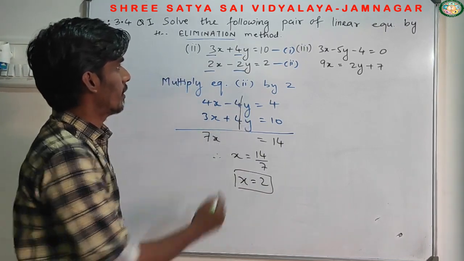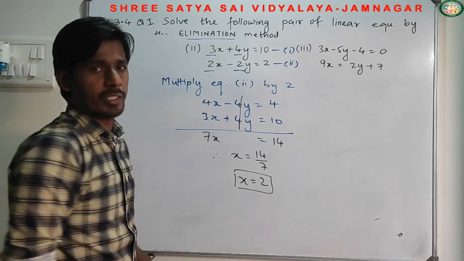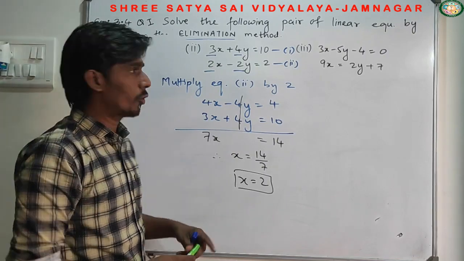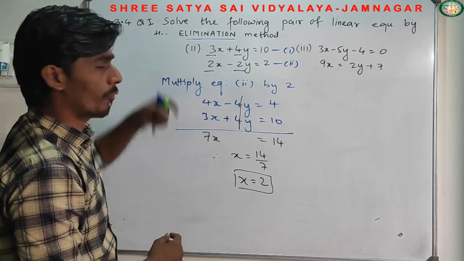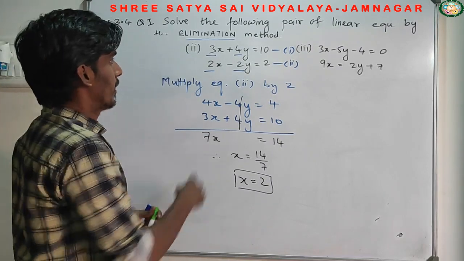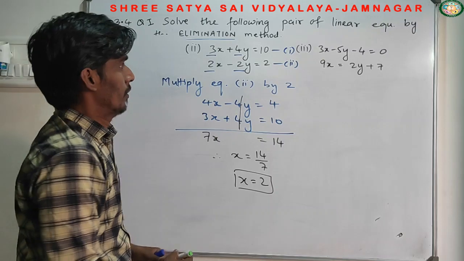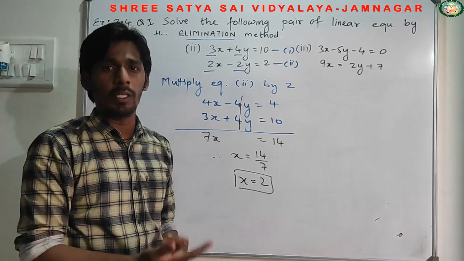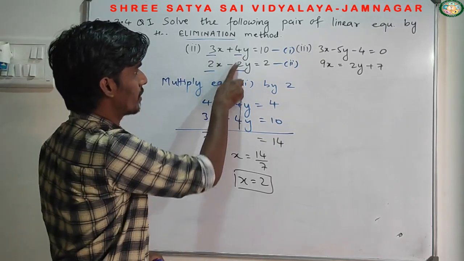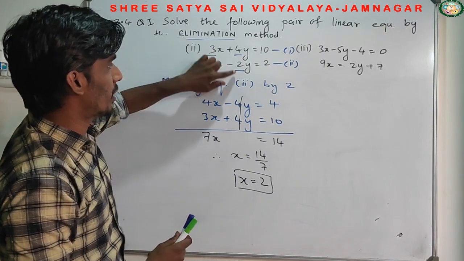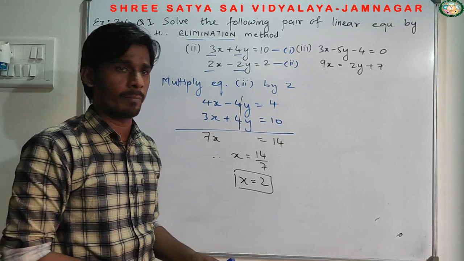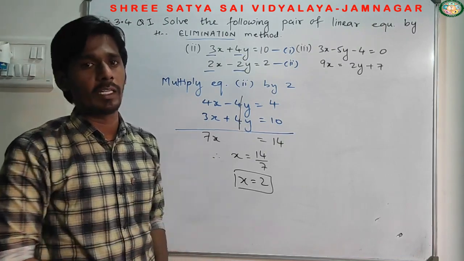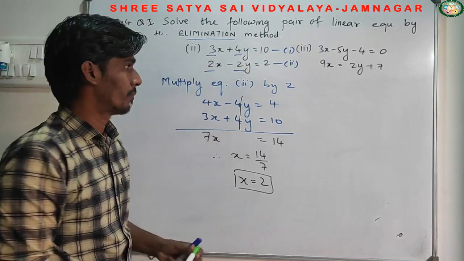So what is important here? How you are going to make both the coefficients the same. Suppose I want to make the x coefficient the same, then I have to multiply both the equations. So it is better to always multiply only one equation to get the same coefficient. If it is required, then we have to multiply both the equations.